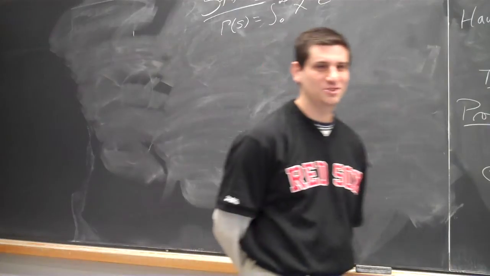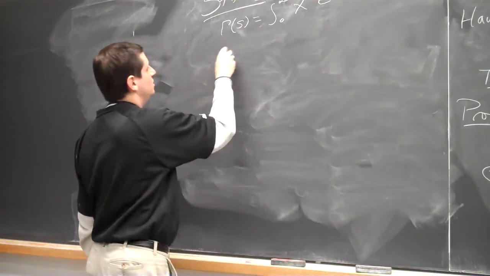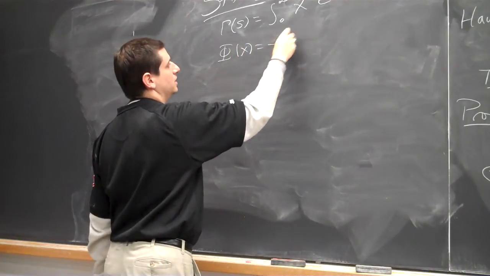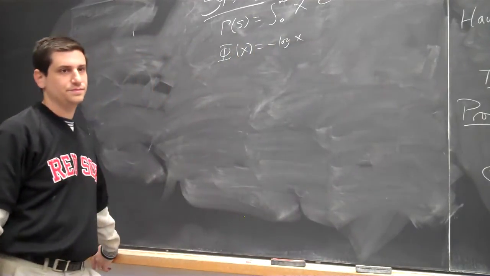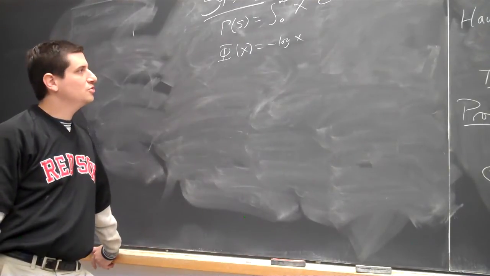Which one do you want? The upper one, in the exponent. Okay, what should phi be? Negative log x. So phi of x should be negative log x. So how are you getting that?